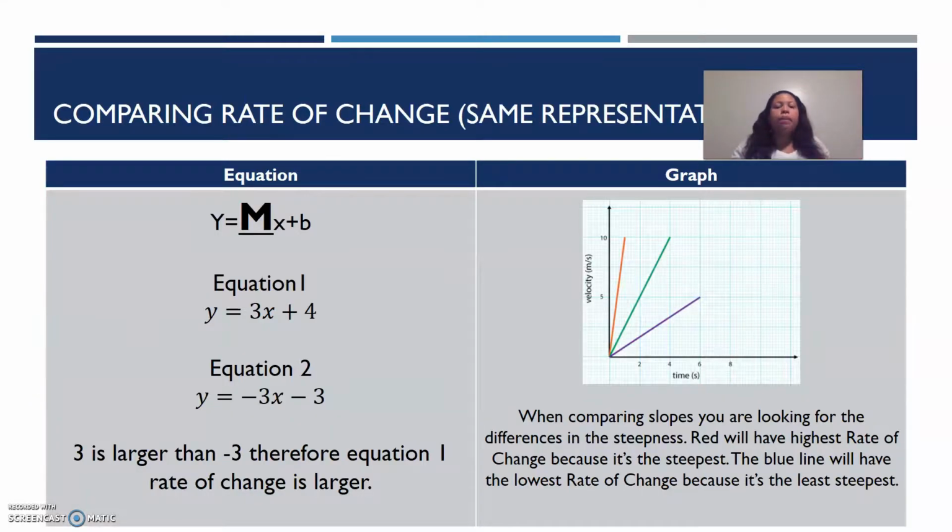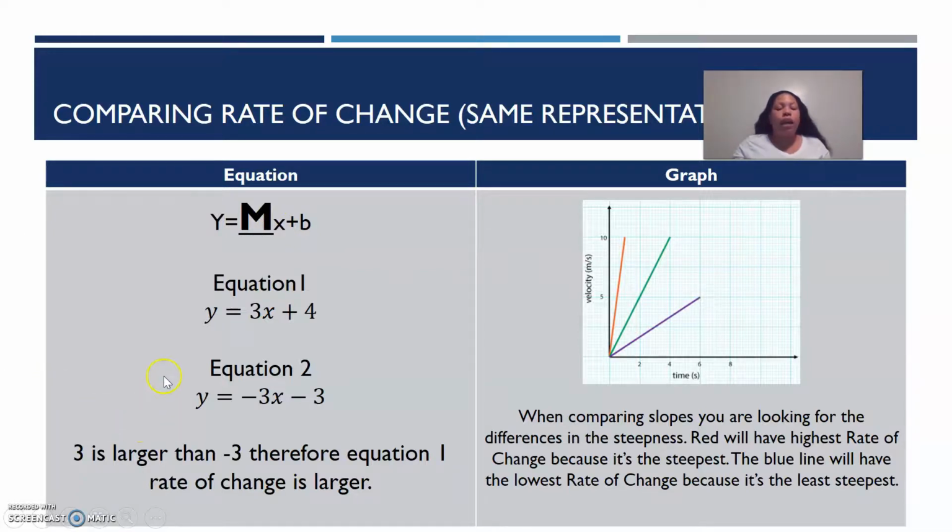When I'm comparing a rate of change, I want to make sure that I put it back in the same representation. So, if I'm comparing an equation, I want both of them to be equations. I don't need one of them to be an equation and one of them to be a graph. They both need to be equations. So let's look at this one. I'm looking for the m, which is the number attached to the x. One more time, the m is the number attached to the x.